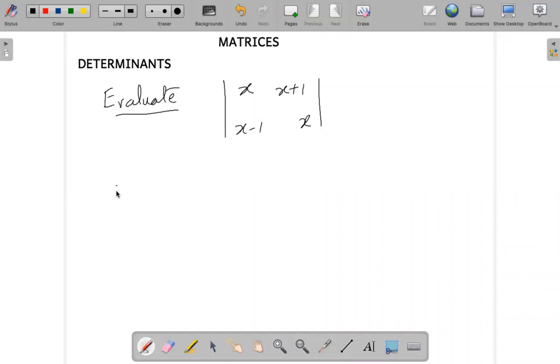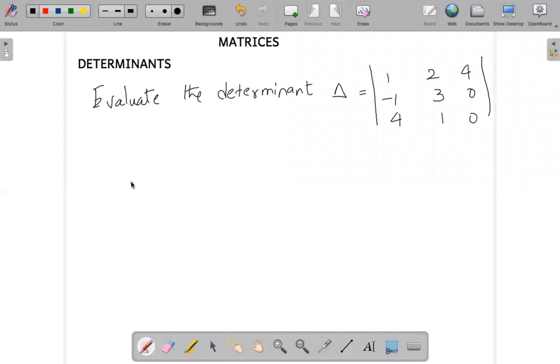So this will be x into x, minus x plus 1 and x minus 1. So after simplifying, this will be x square minus (x square minus 1). So you get 1 after simplifying.